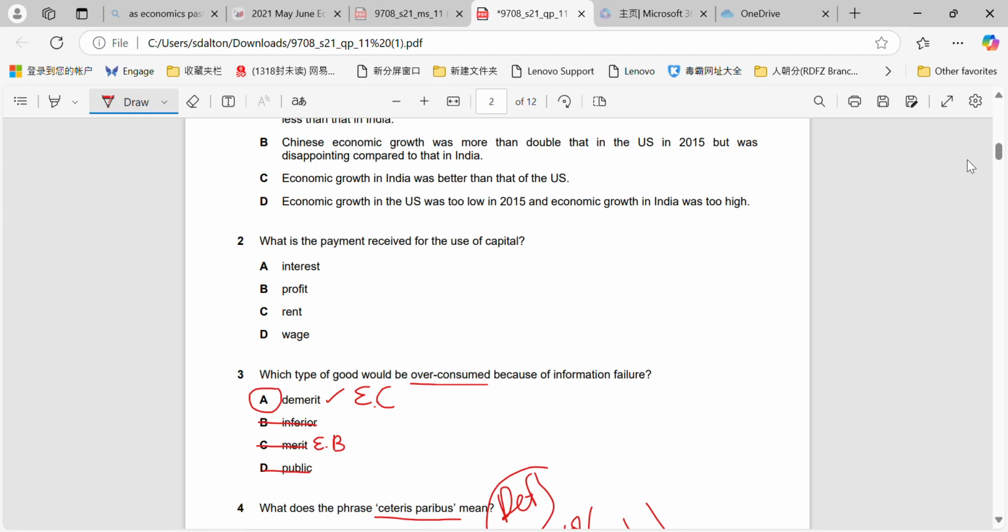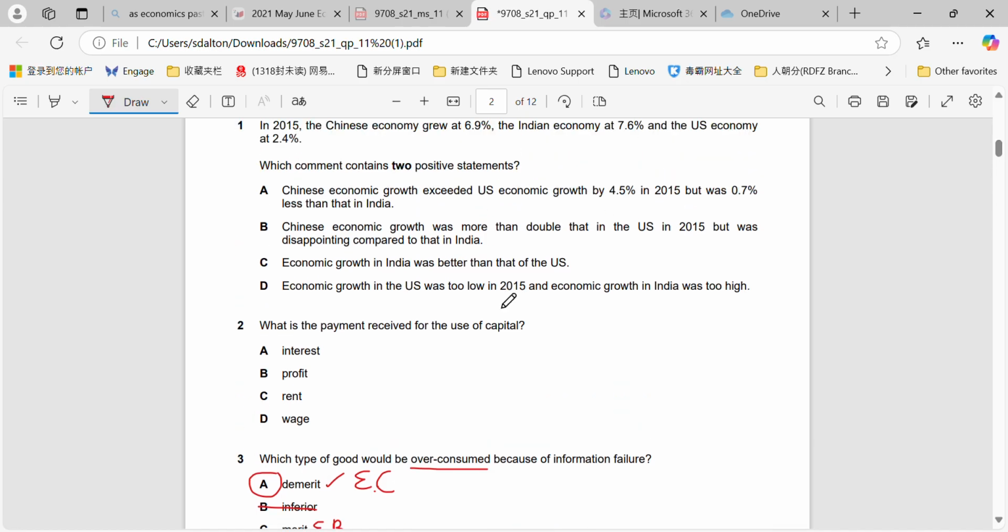Okay, and question 2. What is the payment received for the use of capital? That would be interest. Profit is received for enterprise, another one of our factors of production. Rent is received for land, and wages are received for labour. Okay, they are the 4 payments to the factors of production.